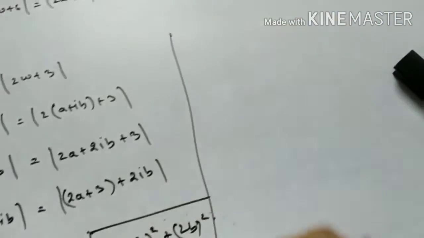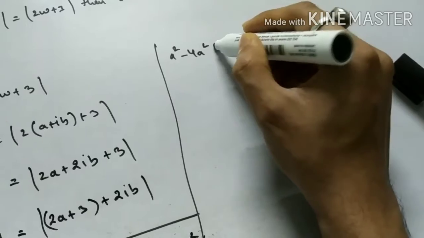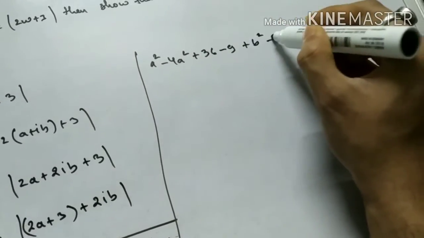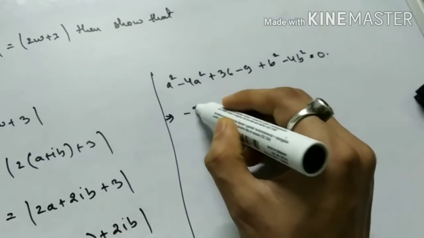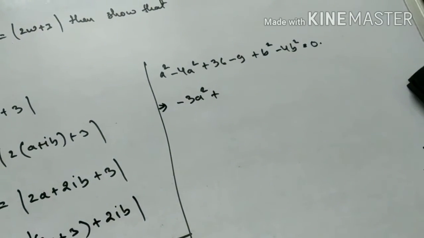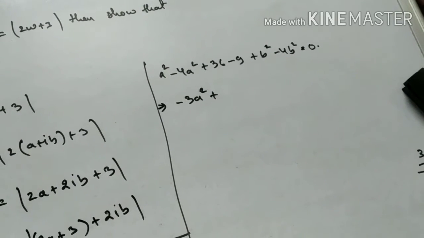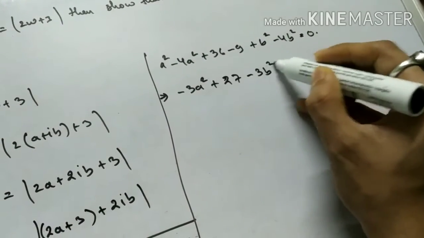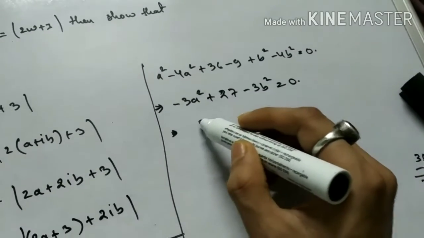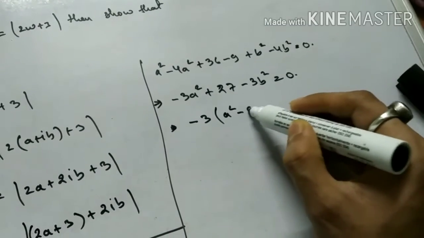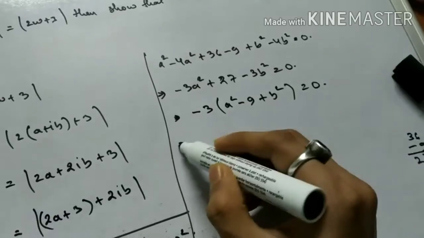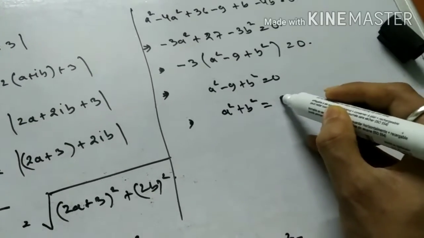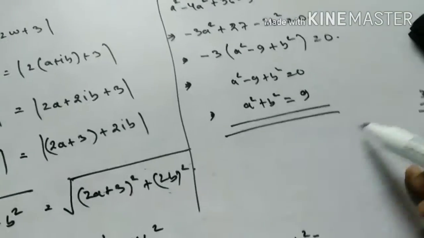Everything I will bring to the left hand side. So I will get a square minus 4a square plus 36 minus 9 plus b square minus 4b square is equal to 0. This becomes minus 3a square plus 36 minus 9, which is 27, minus 3b square is equal to 0. I will take minus 3 common: a square minus 9 plus b square is equal to 0. So a square minus 9 plus b square is equal to 0, so a square plus b square is equal to 9. So this is what I had to solve, and I solved it.